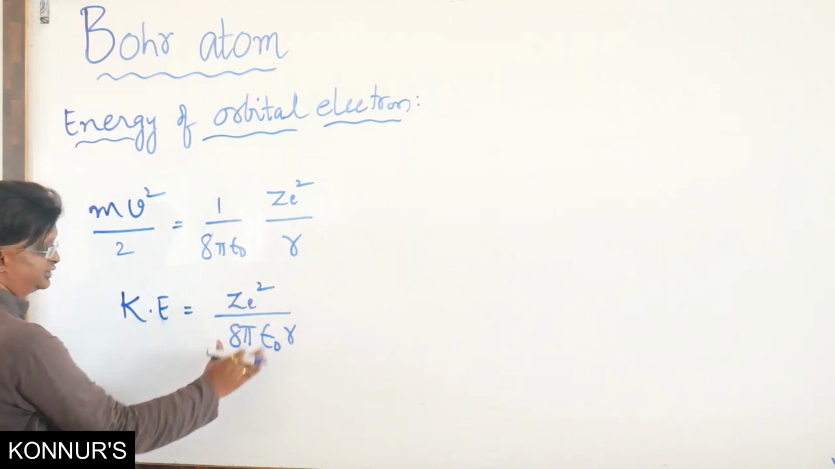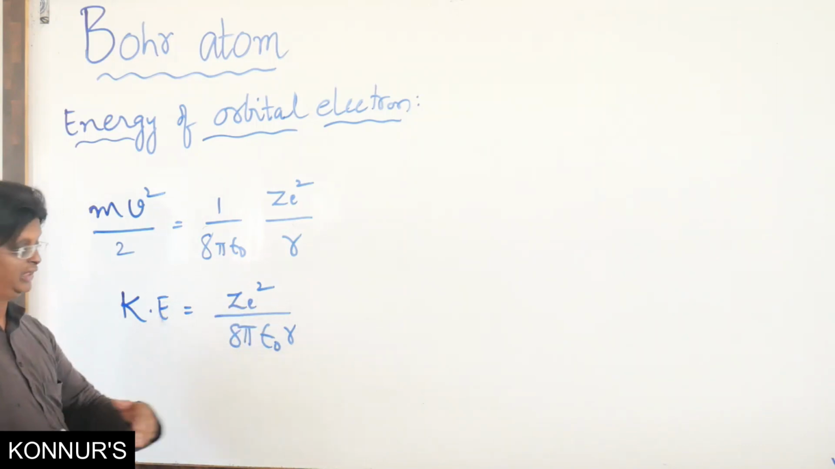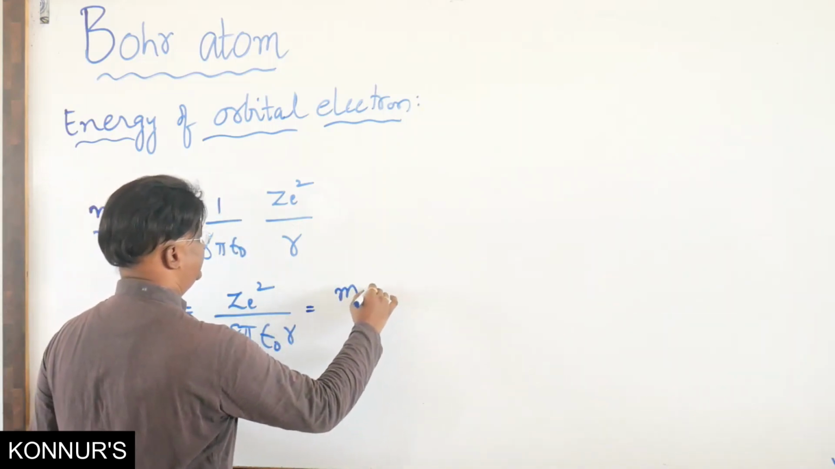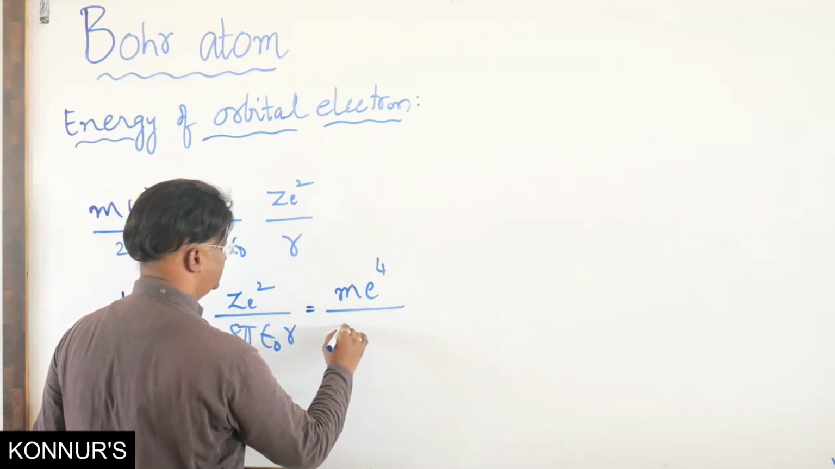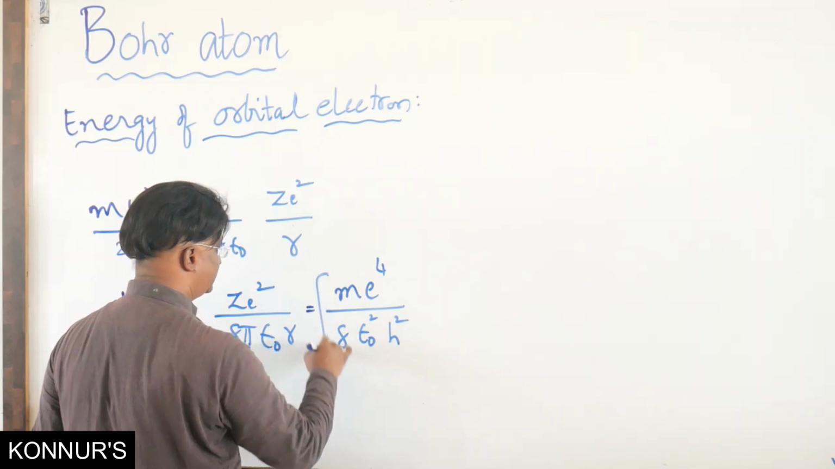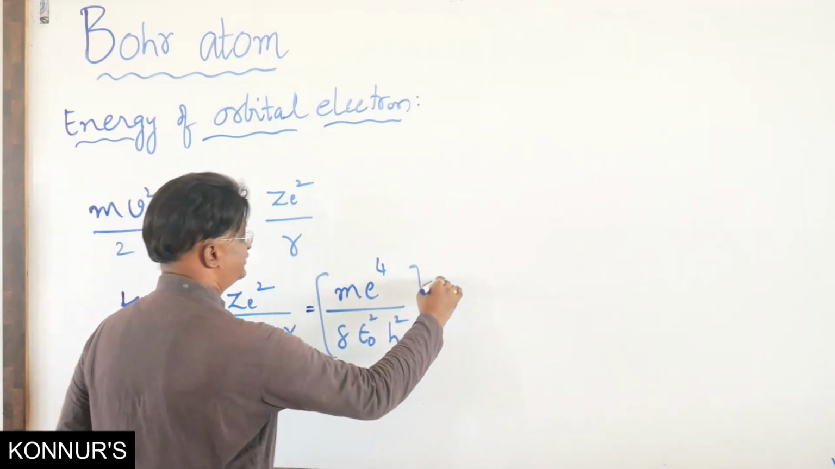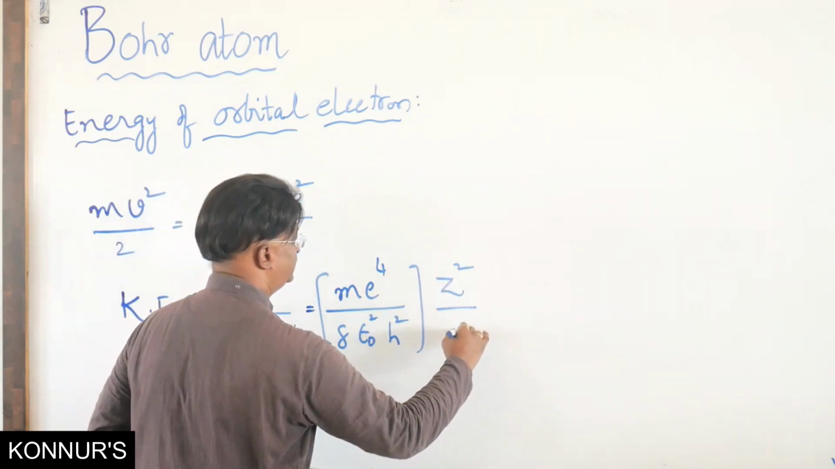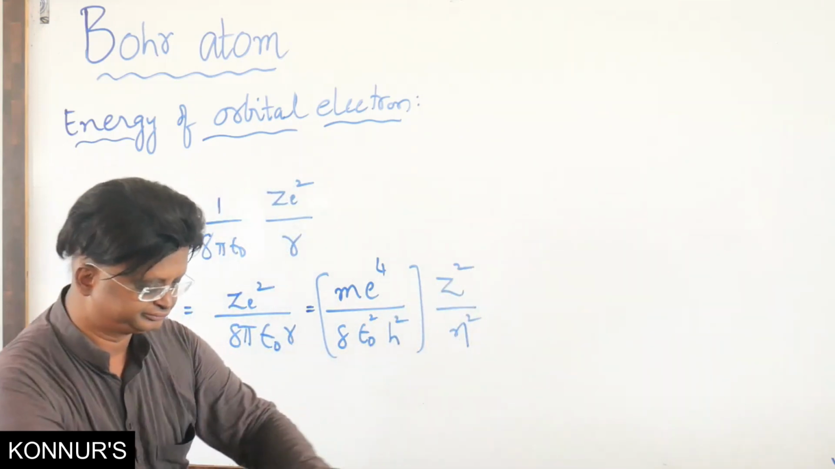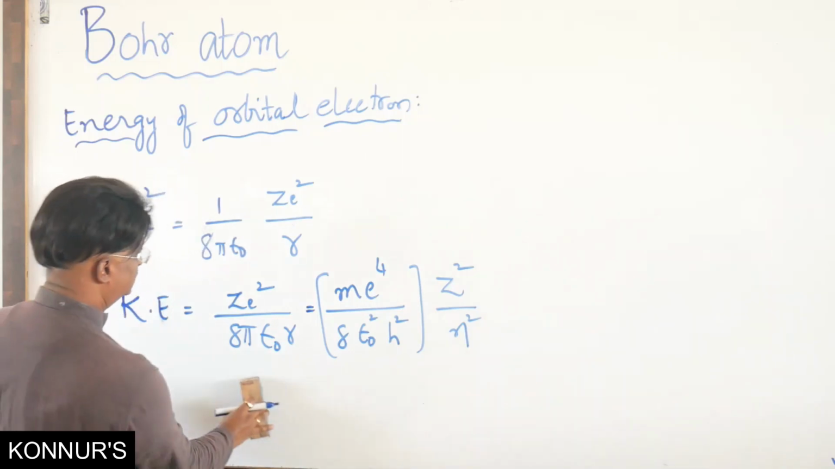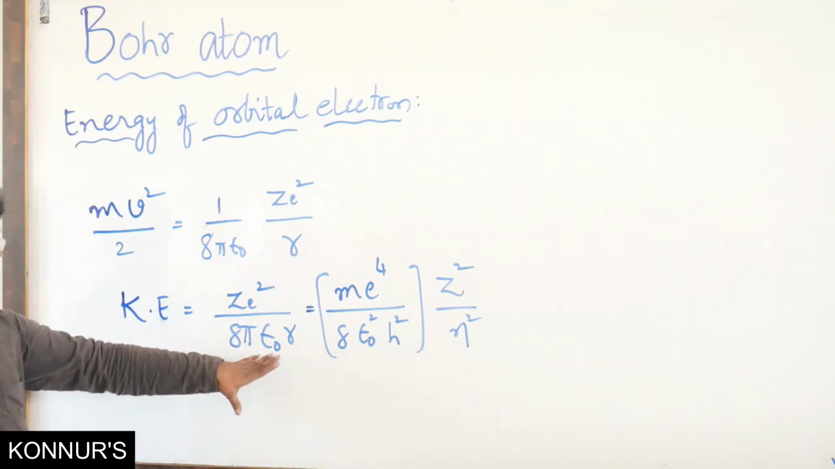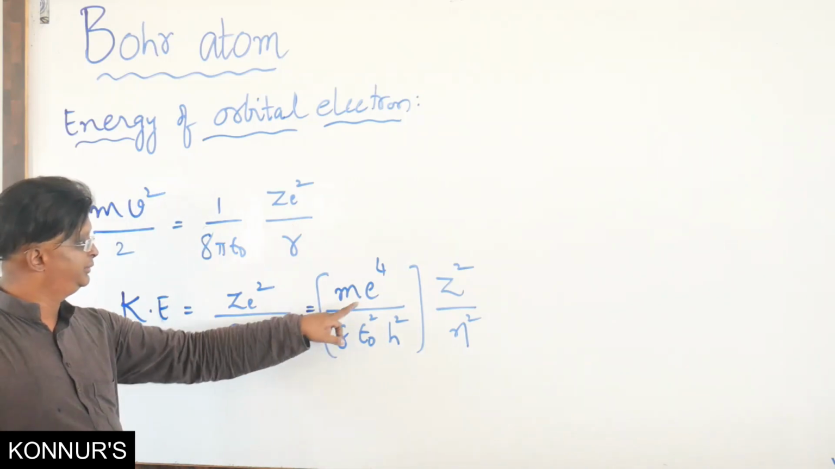Now if I substitute the value of r, the expression that we get is an interesting thing. This is m e to the power 4 by 8 epsilon naught squared h squared times Z squared by n squared. That is the result I get. See, an important expression.